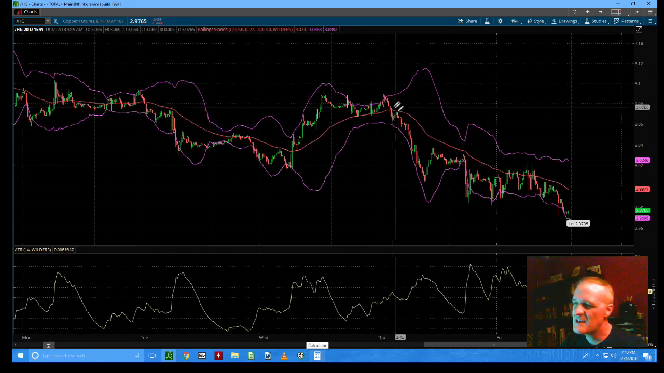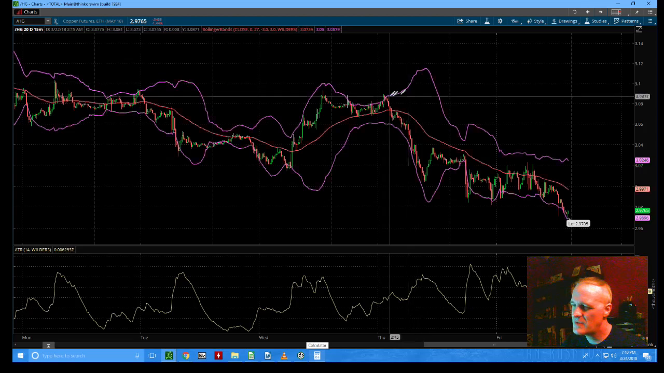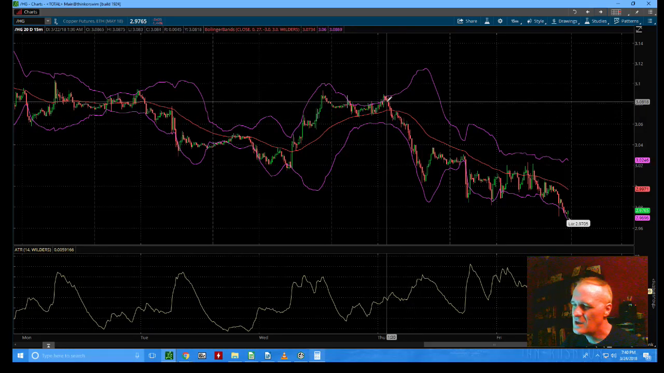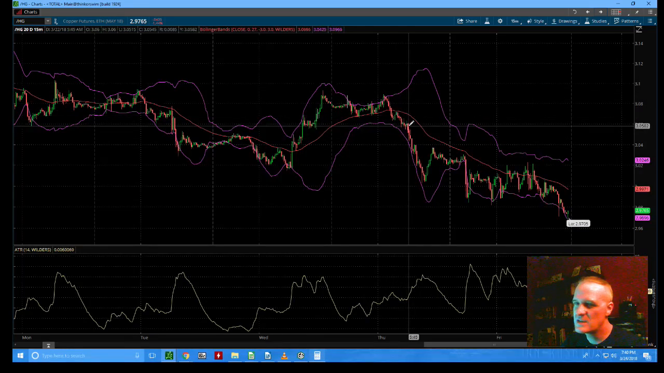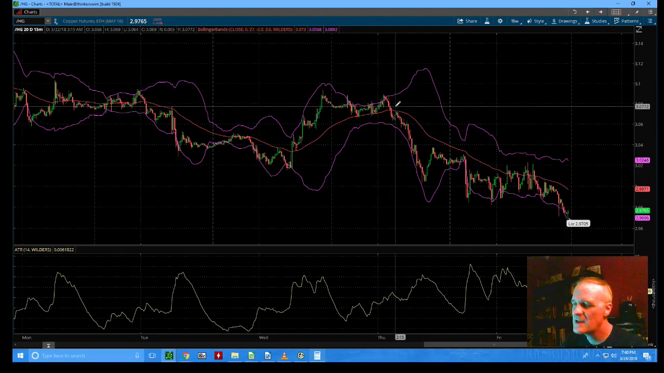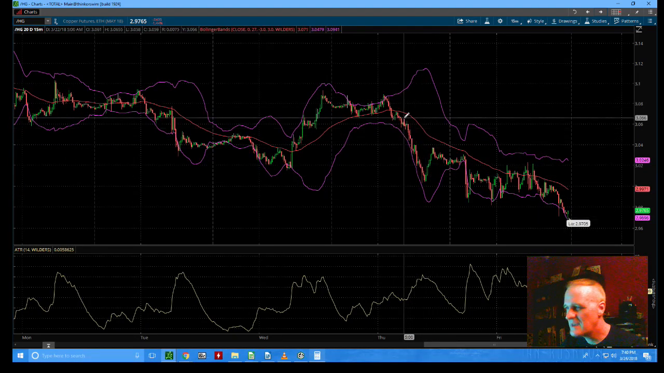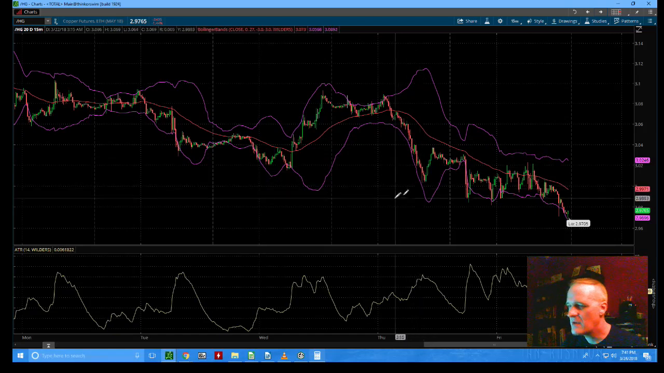But also in this case, you can see that as the Bollinger Bands start to widen, the security in particular tends to trade to the downside, and it's pushing this Bollinger Band out.